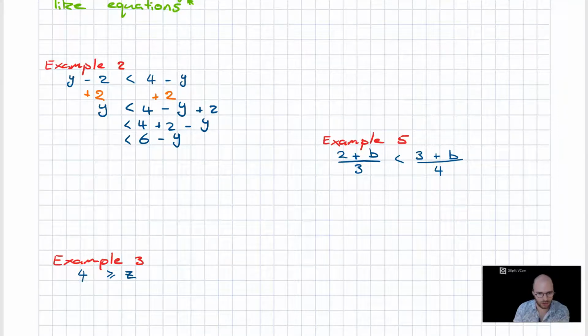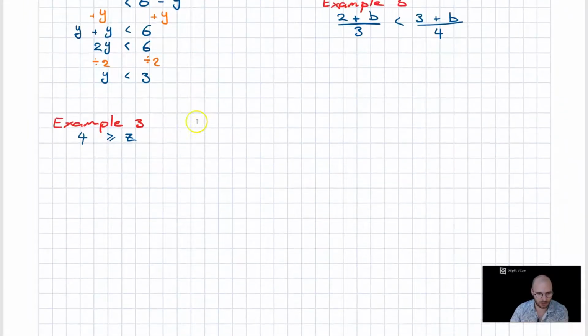Next step is we want all of our variables on the left hand side, so we're going to add y to the right hand side here, and therefore add y to the left hand side, like so. That's going to look like just 6 on the right, and then y plus y on the left, which will give us 2y is less than 6. Dividing both sides by 2, we get y is less than 3. So basically treating it like it's an equation.